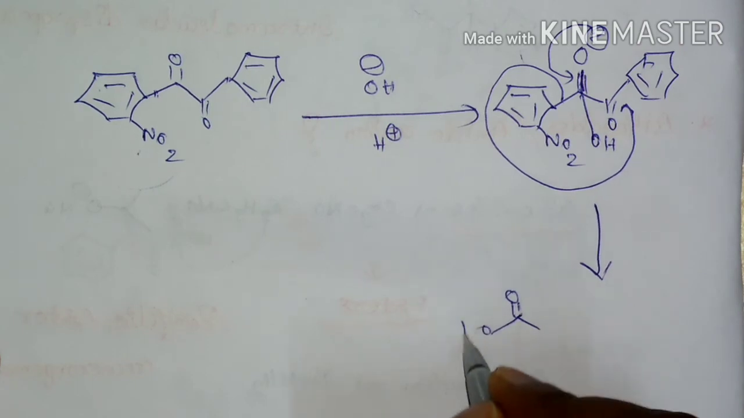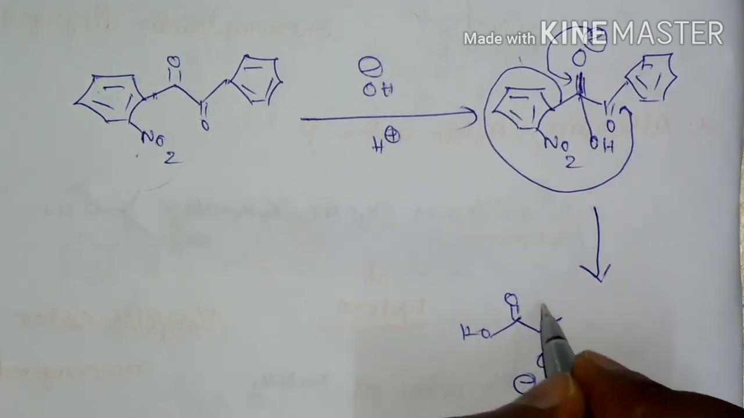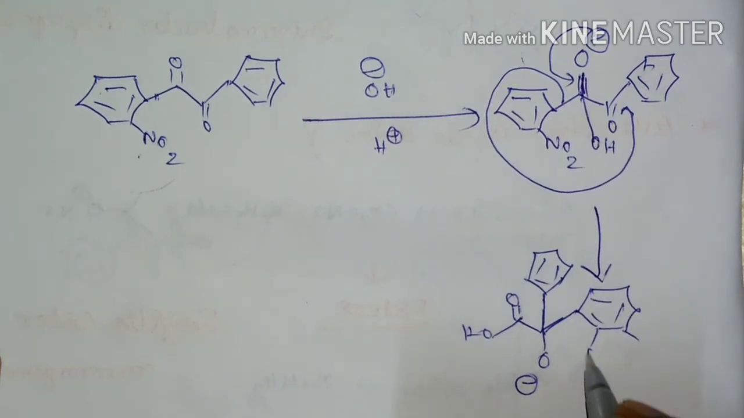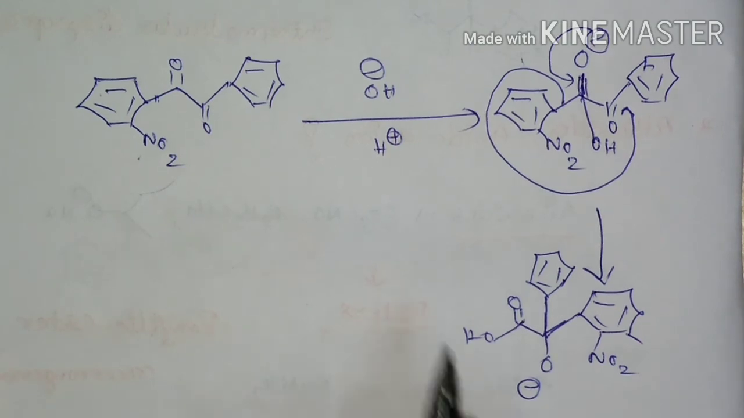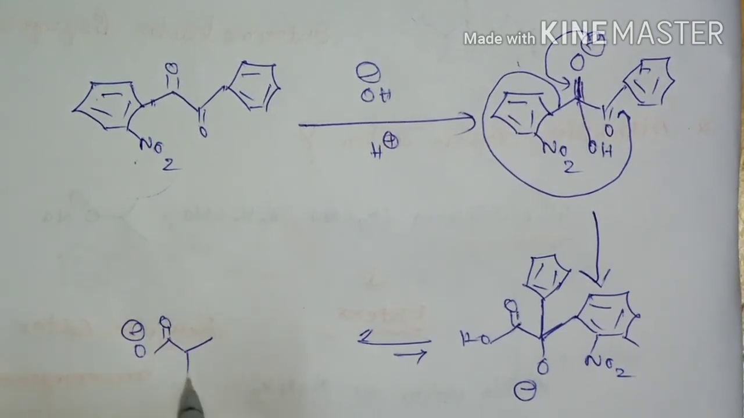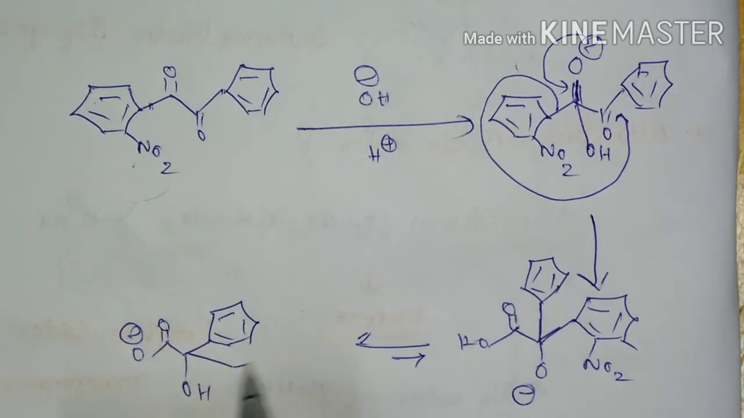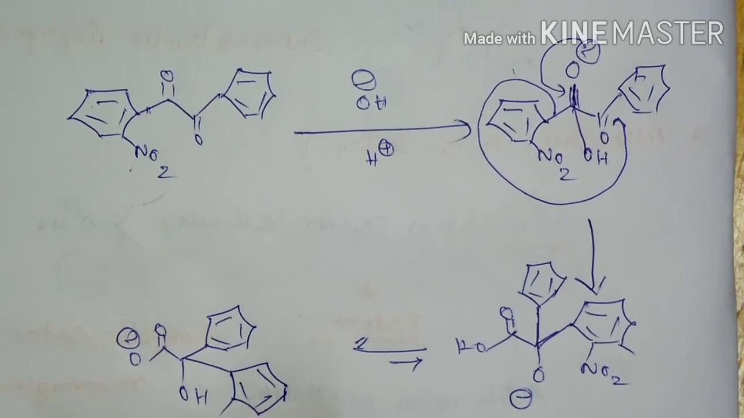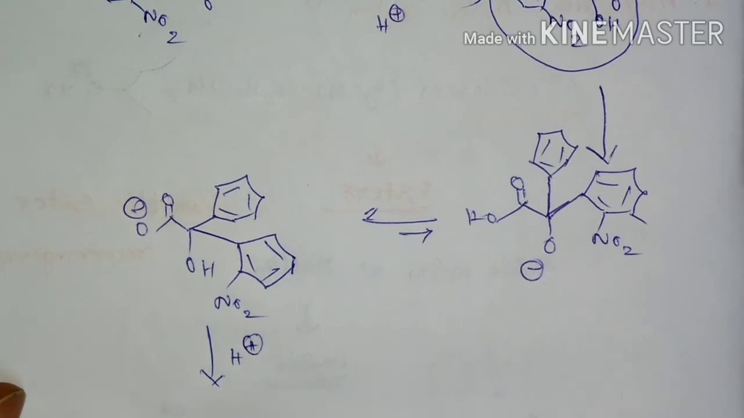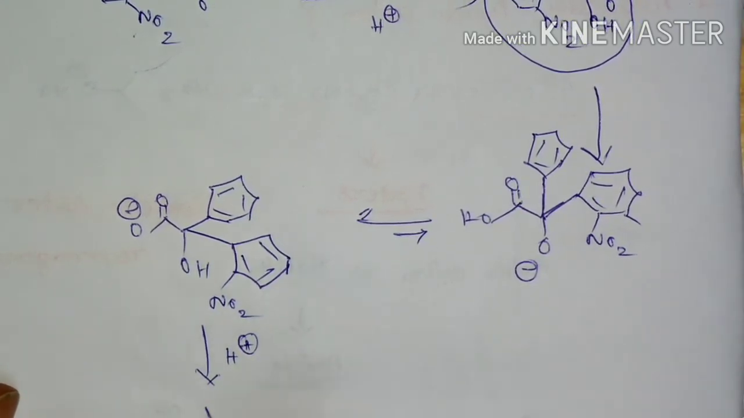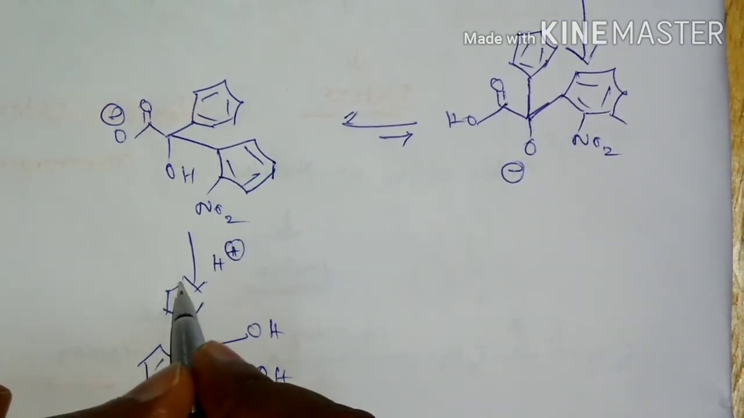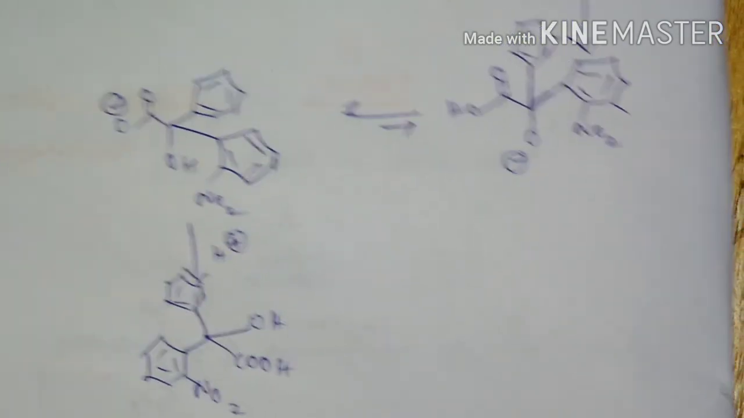And what happens: OH, O minus, here the phenyl ring, and the NO2 group containing aryl group will come here, and there will be proton transfer, OH, and finally protonation or acidification leads to this product with NO2. So this is the product you are going to get. So this is regarding migratory aptitude.